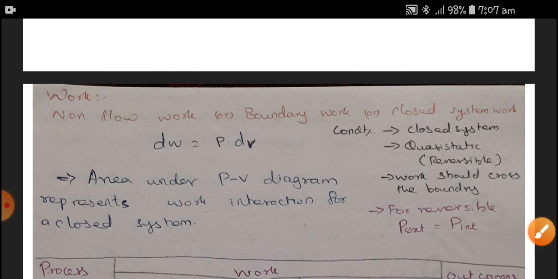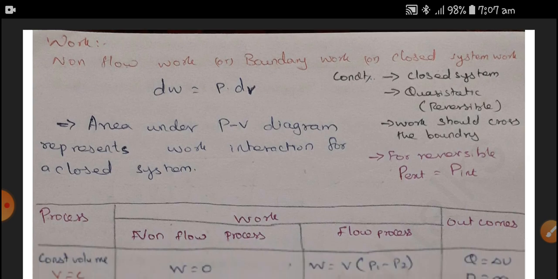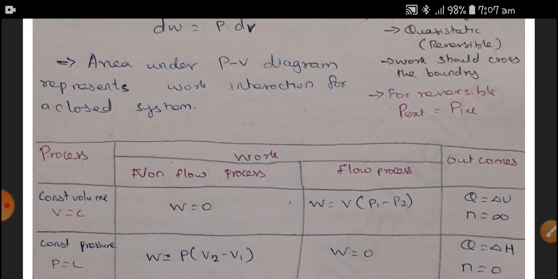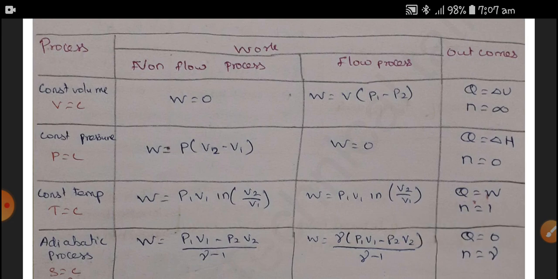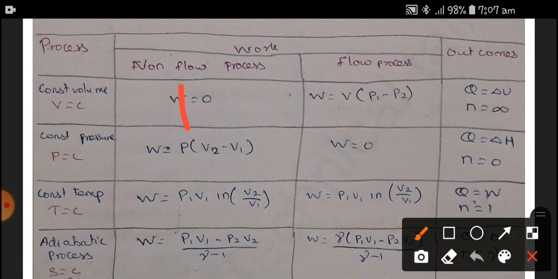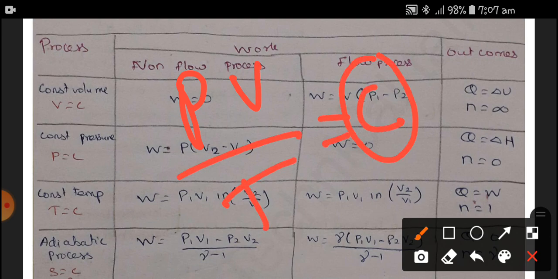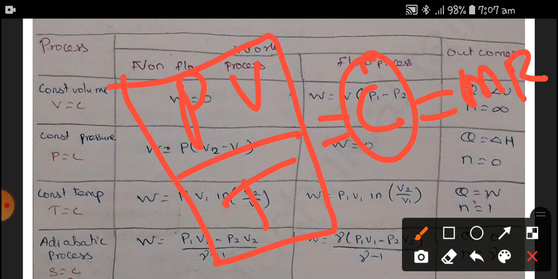So directly I go to the work for the flow and non-flow process and the outcome. In this, we are going to find the work and outcomes for the different kinds of processes. These processes are derived from the perfect gas law, that is PV/T is equal to constant. This constant is nothing but m times R, mass times R.